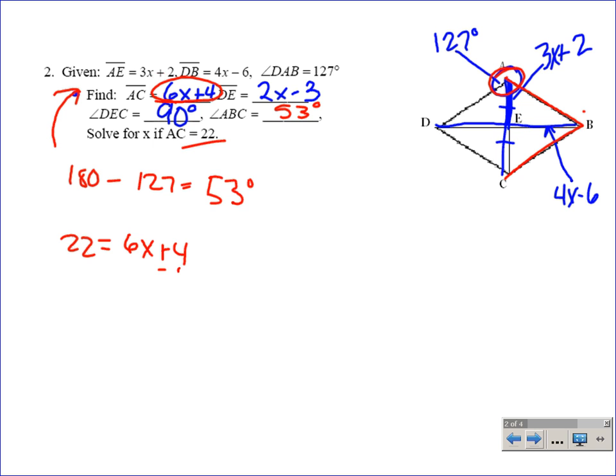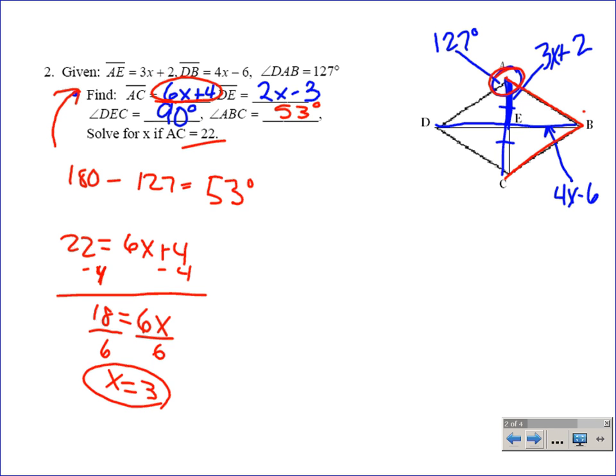Subtract 4 from both sides. What do I get? 18 equals 6x. And what does x equal? X equals 3. Bravo, there it is.